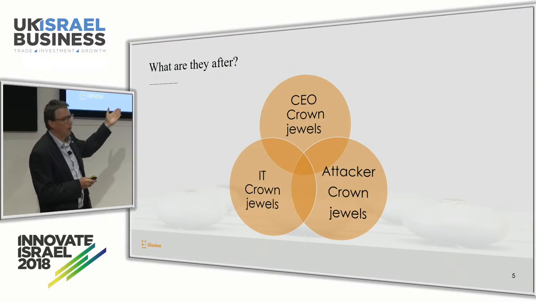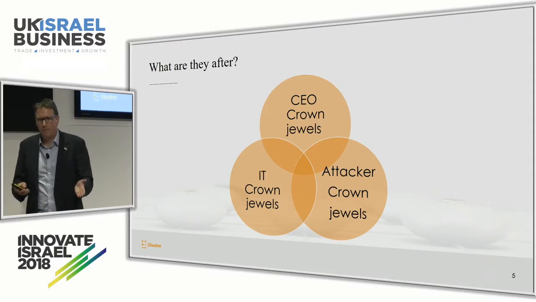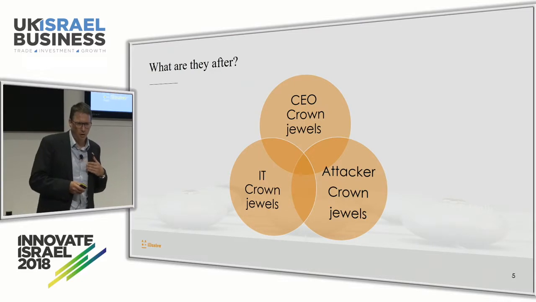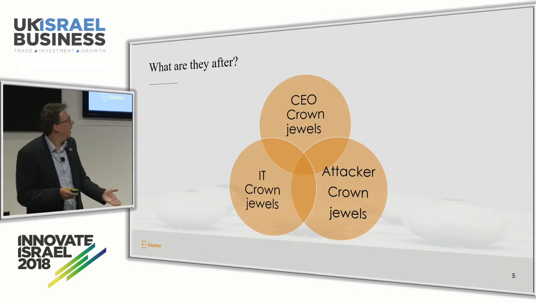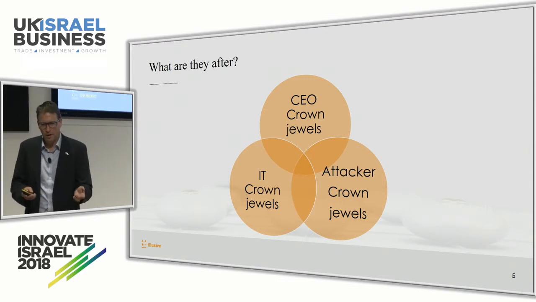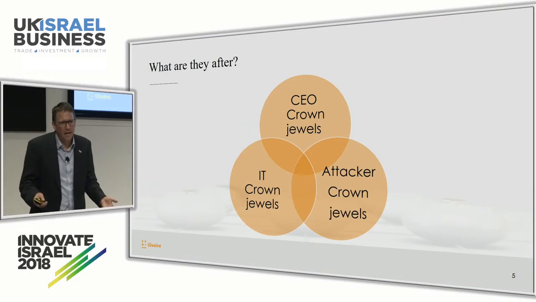But the attacker's crown jewels may be different to an IT department's crown jewels. The IT department may be saying, actually, what's really important to me is my domain controller, or who's got access to my backup servers. And for a CEO, his crown jewels are probably information around his competitors, around an upcoming M&A. These are things which are really important to him.